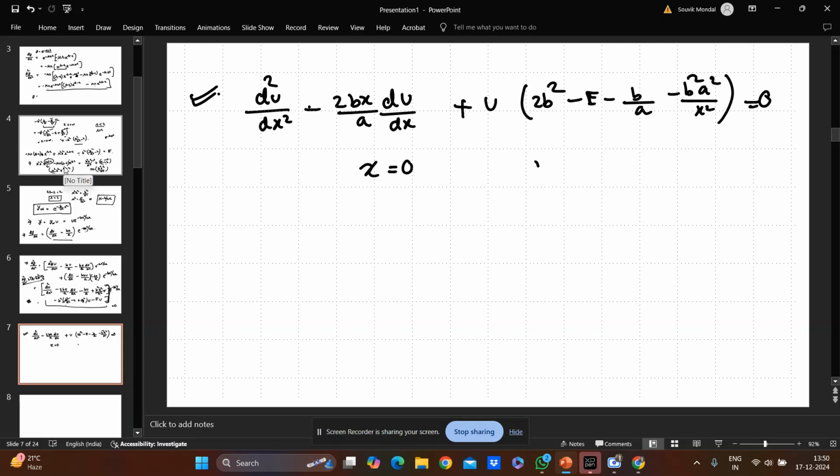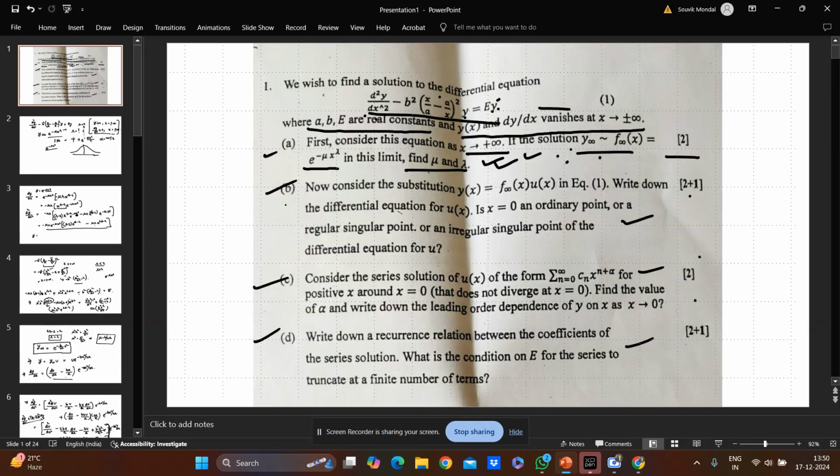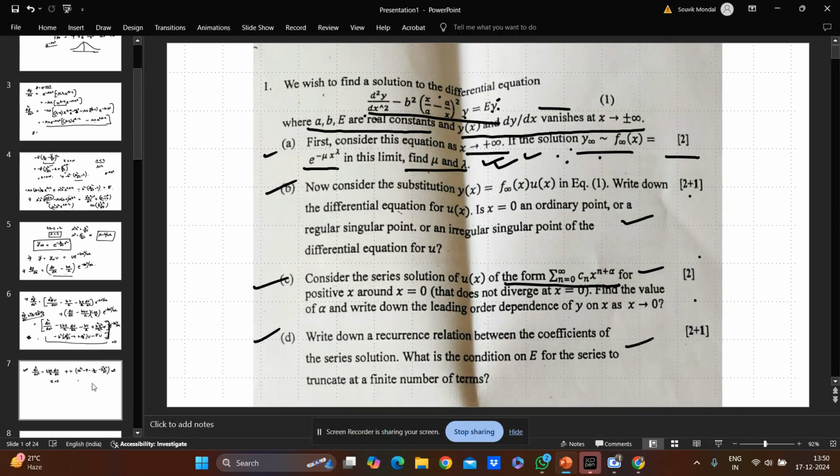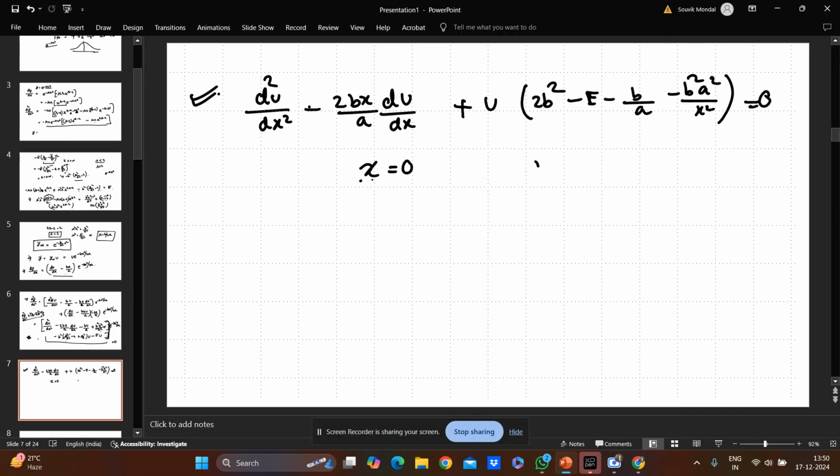So if you read the third part of the question, you can automatically guess that x is equal to 0. They are writing this as a power series solution. So definitely x will be a regular singular point. But how it is a regular singular point, let me tell you.